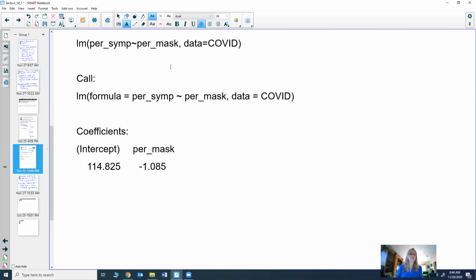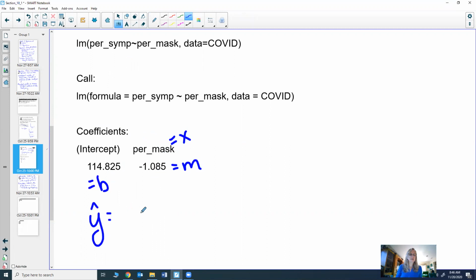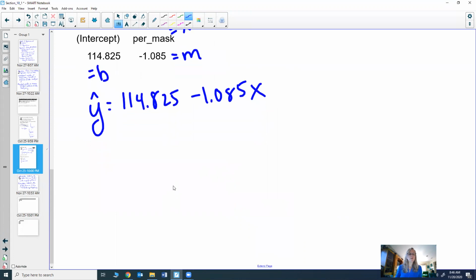This one's called intercept, so that's your b. This is the coefficient of your mask. Remember, the mask is the x variable. So if this is the coefficient, that's your slope. So we can now say that y hat is equal to 114.825, that's my intercept, minus 1.085x. So there's my equation. This equation is what we have now, and I can use that equation to find that information.